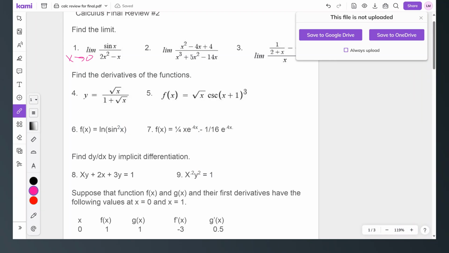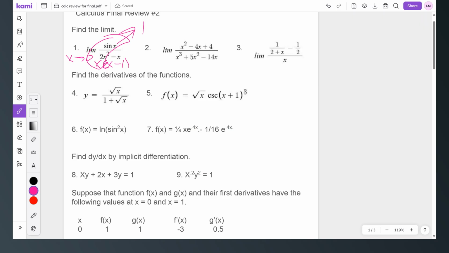Remember, when you see sine, we're looking for sine x over x as x goes to 0. And that's going to be 1. So I can change this to x times 2x minus 1. And then sine x over x is going to go to 1, and then I can plug in 0. Number 2, when I plug in 0, I end up with 4 over 0, which means the limit does not exist because you have a vertical asymptote at x equals 0.